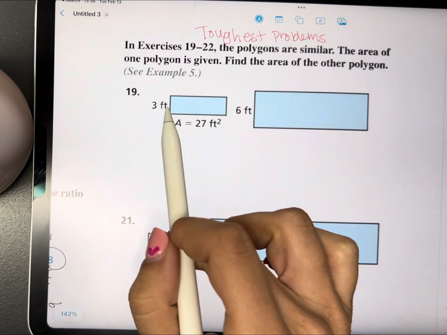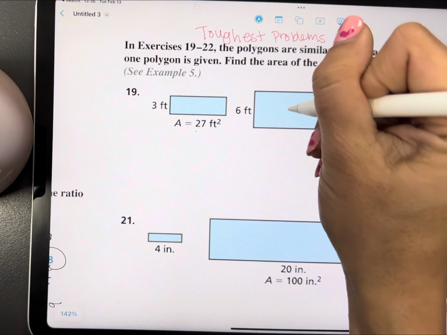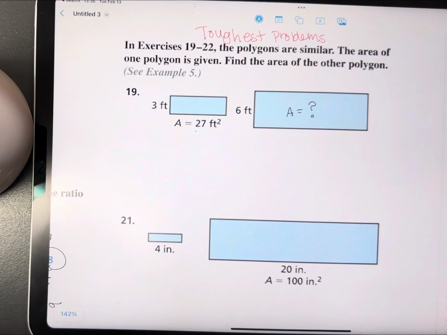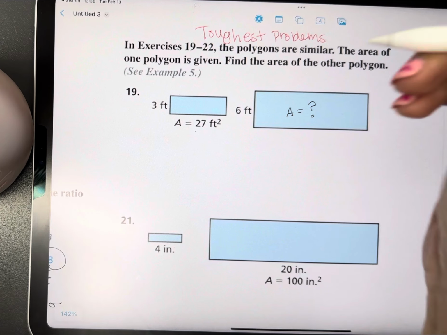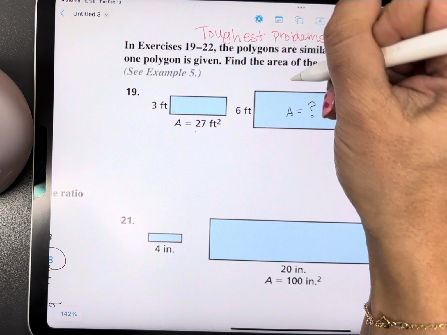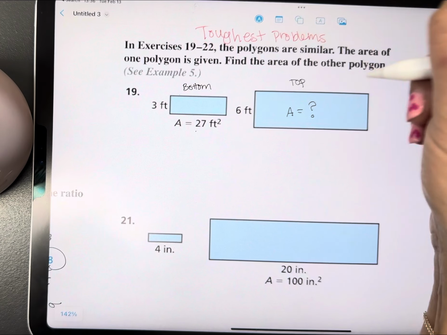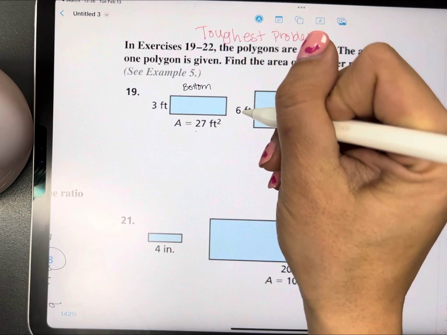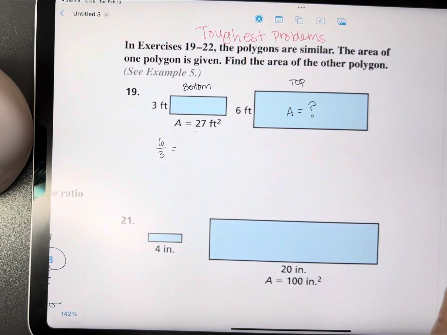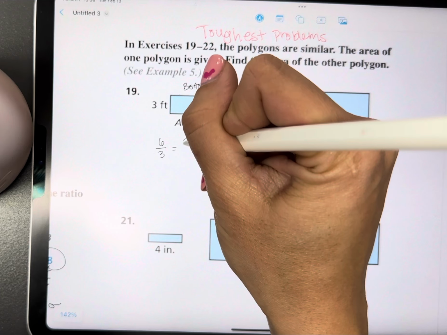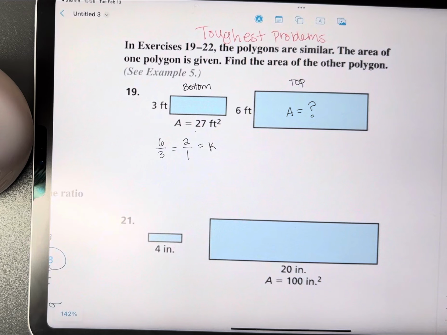Okay, these are similar. The area of one is given, and the area of the other is what we want to find. So first I set up my ratio. So I'm going to go here and call this guy top. I'll call this guy bottom, just to get in the habit of always doing end over start. So this is 6 over 3, which absolutely I will reduce to 2 over 1. Okay, this is my scale factor.